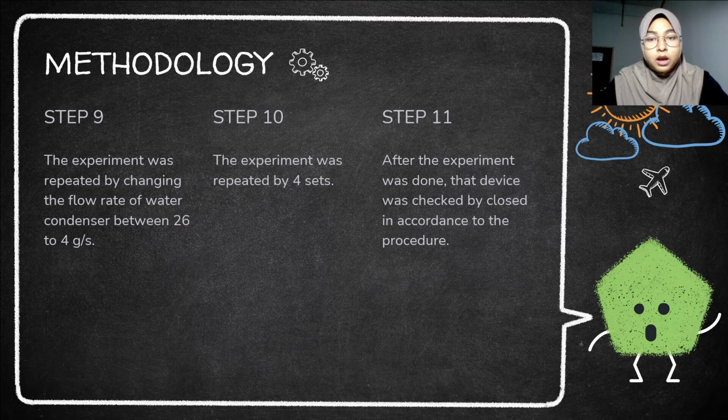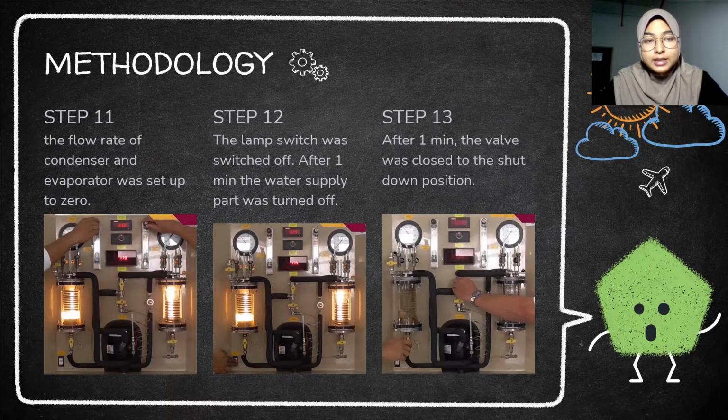Step 11, after the experiment was done, the device was shut down in accordance with the procedure. The flow rate of the condenser and evaporator was set to 0. Step 12, the lamp switch was switched off. After 1 minute, the water supply was turned off too. And the last step, step 13, after 1 minute, the valve is closed to the shutdown position. That's all for the methodology of this experiment.